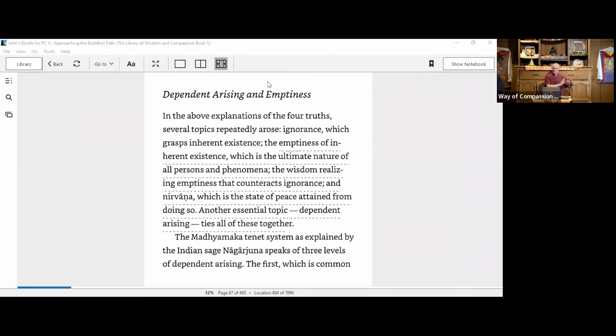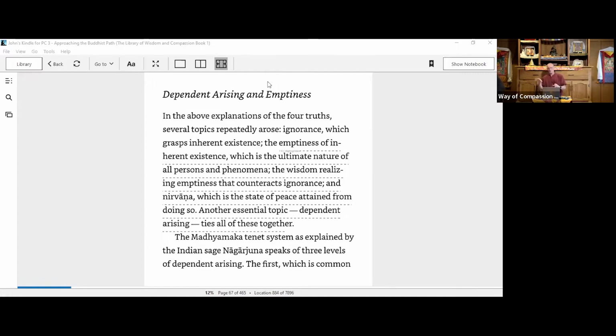So that's starting with, we're just in the first couple of sentences. Ignorance which grasps an inherent existence means something exists independently, inherently from its own side. That's how we perceive things generally. The emptiness of inherent existence, which is the ultimate nature of all persons and phenomena. So how things exist exactly is they're empty of all these qualities that we're imputing upon them. Right? They're not inherently within that object, person, or experience.